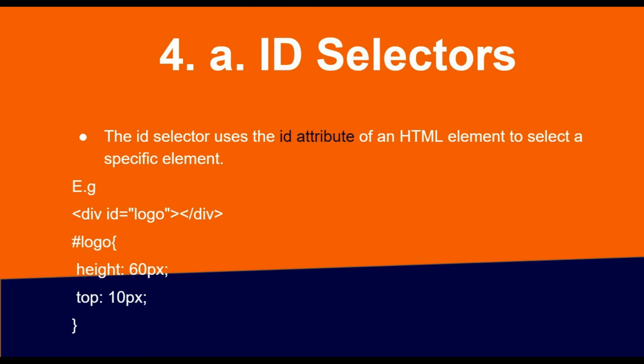The ID selector selects an element based on the value of its ID. There should be only one element with a given ID in a document. For example, if we have an ID called logo, we start styling it with a hash and the ID name, and then we proceed to give it styles. This will match the element that has the ID logo.